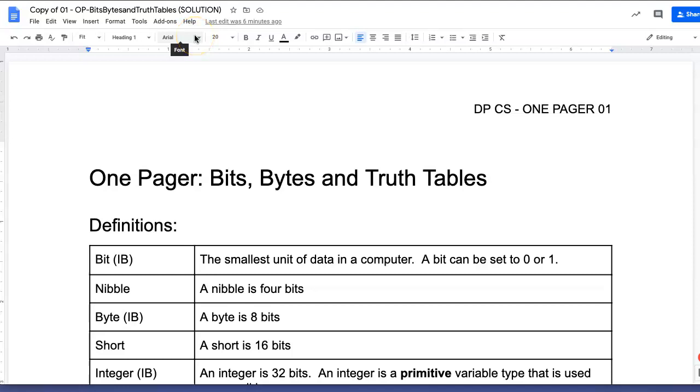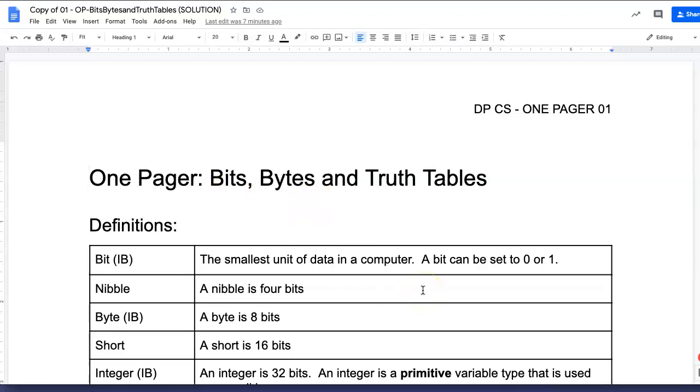Hello, this is the first video I'm going to try with this. One of the things I do with my DP computer science class is I create these things called OnePagers. OnePagers are, in theory, one page double-sided that goes through a really core skill you need to be able to do. I have a bunch of them, and we'll see how this goes. This one pager, I call it Bits, Bytes, and Truth Tables.